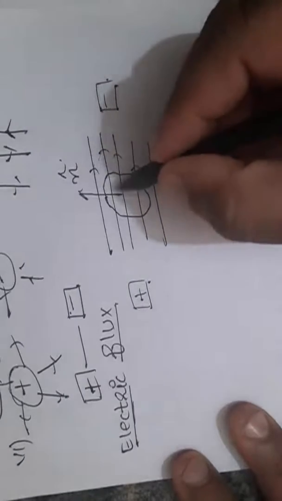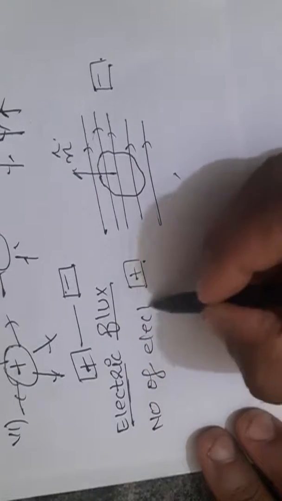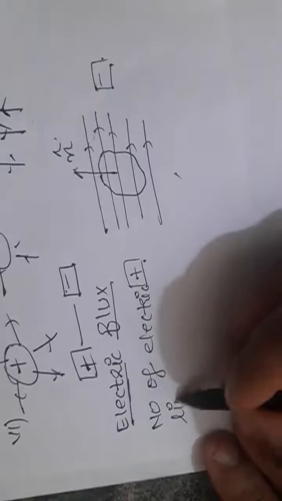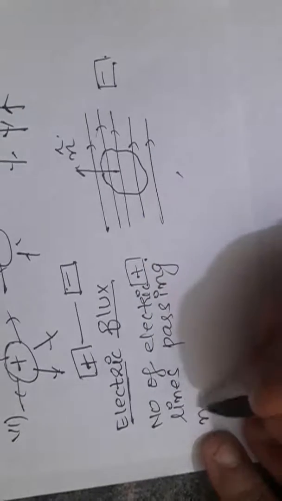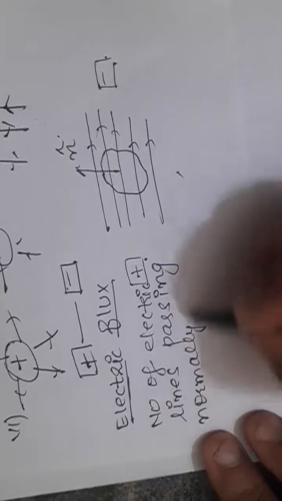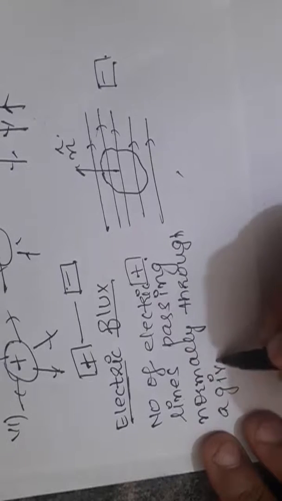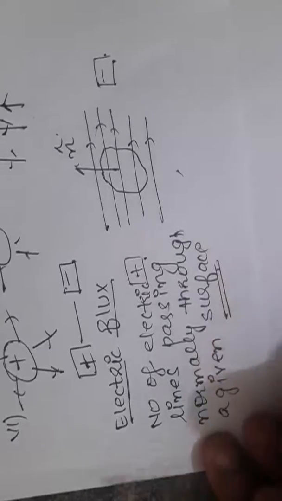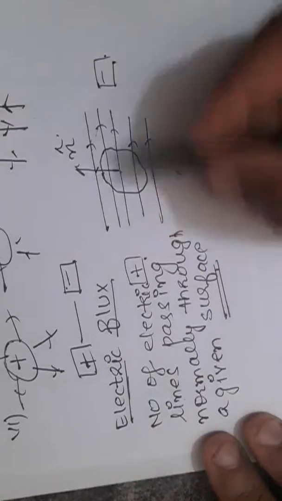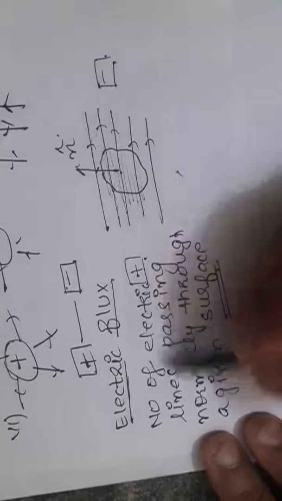So what is electric flux? What is flux, children? It is the number of electric lines passing normally through a given surface. For the surface I drew, how many lines will pass through it normally? We used the word normally.